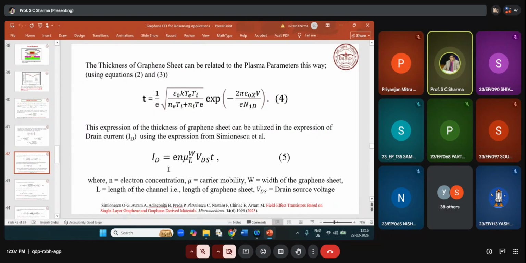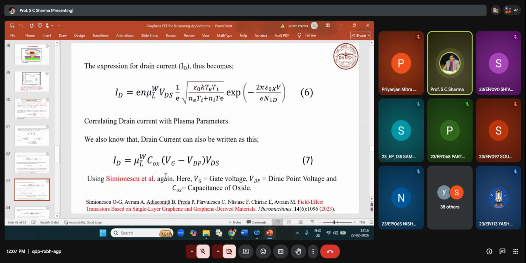on the electrical properties of a transistor, like the drain current you can calculate. You can also calculate transconductance, output conductance, and cutoff frequency; all these parameters you can calculate. So here the drain current is a function of the plasma parameter, and also the width and length of the channel. Another expression for the drain current is given by mu times W upon L.